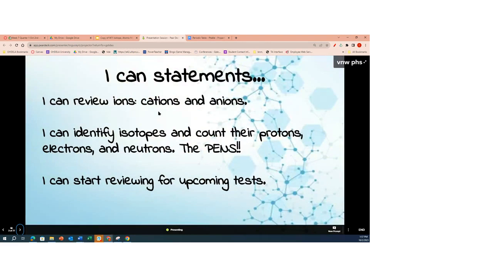All right, so I'm going to review cations and anions with you. What's the difference between an ion? I can identify isotopes and count protons, electrons, and neutrons using the Pens method.